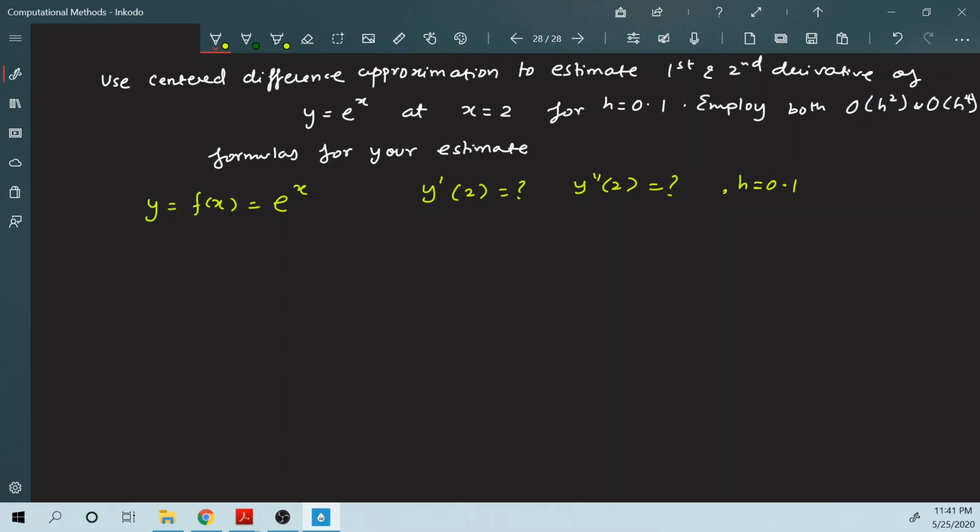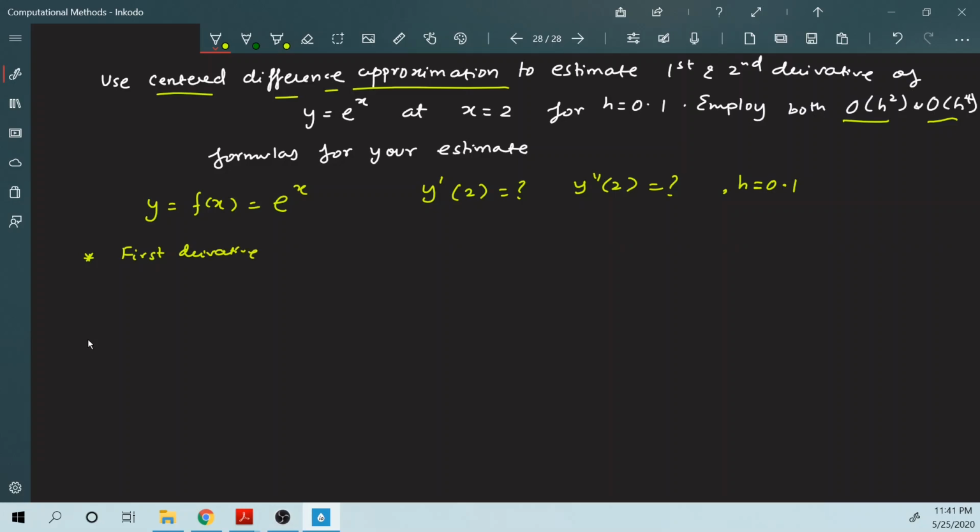So you have to solve it using centered difference approximation and employ both h square and h raised to 4 truncation error. So you have to use centered difference scheme of second order and fourth order. So if you want to do that, let us write down the formula. Let us do the first derivative first.